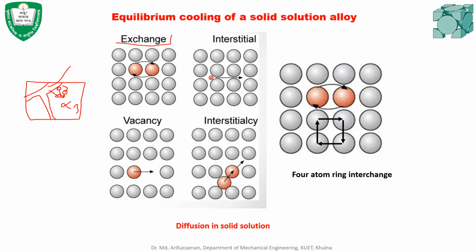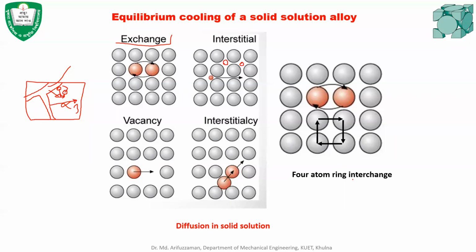Interstitial: if the atoms are very small, then due to the vibration, these atoms can diffuse into any location. And vacancy: if there is a vacancy, then the atom can move very easily from one position to another position. And interstitialcy: the atom trapped in the structure can move and push another atom and take the place of that atom, and this atom moves further from the boundary into the solid.